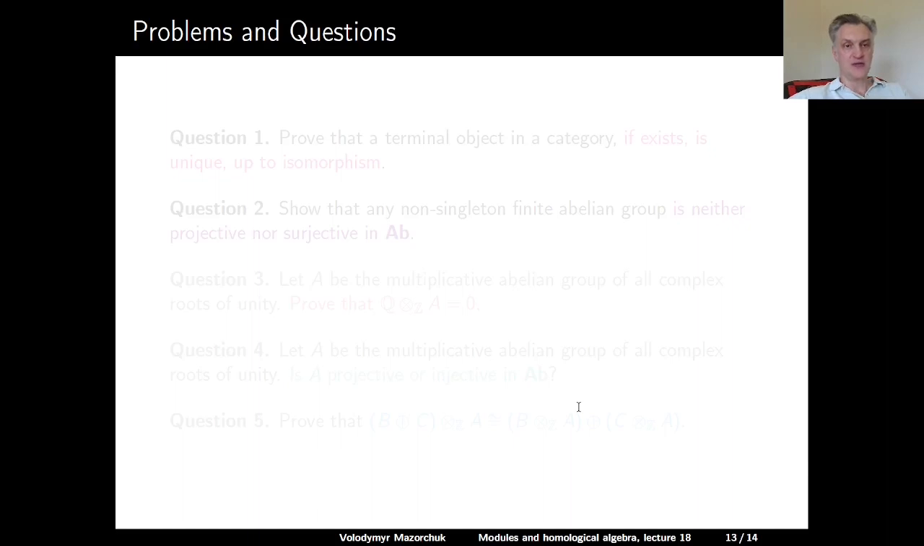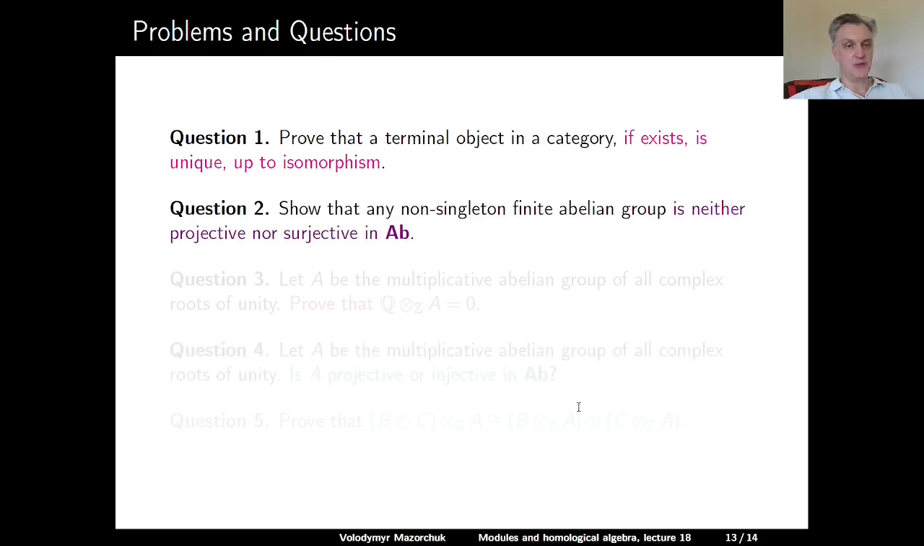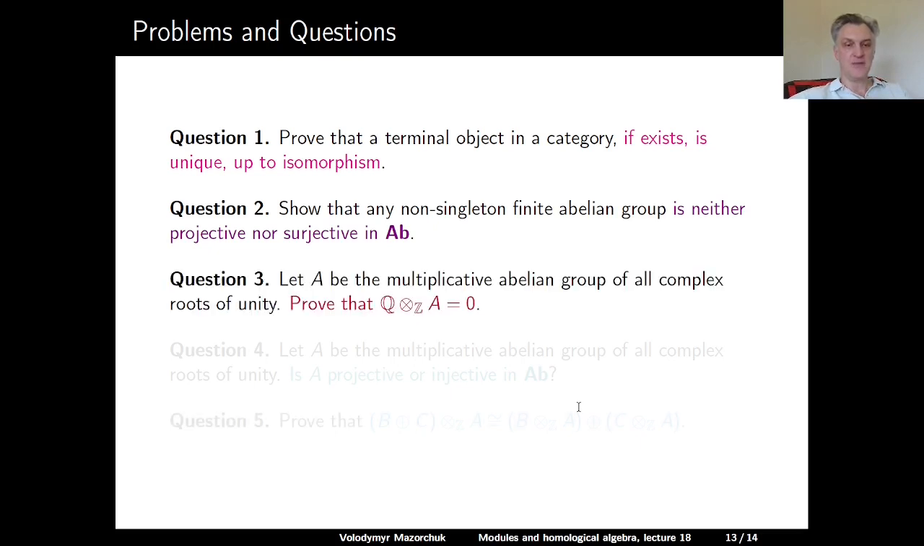Some problems and questions at the end. Question 1. Prove that a terminal object in a category, if it exists, is unique up to isomorphism. Question 2. Show that any non-singleton finite abelian group is neither projective nor injective as an object in the category of abelian groups.